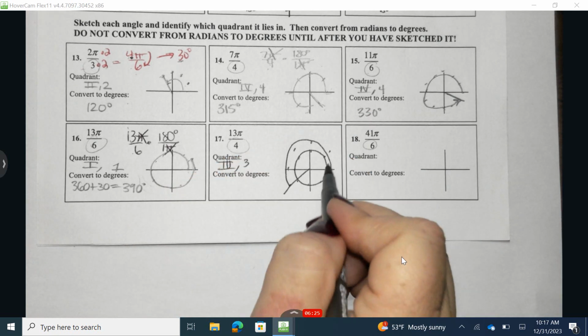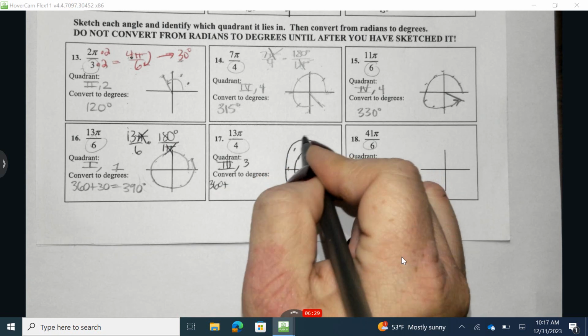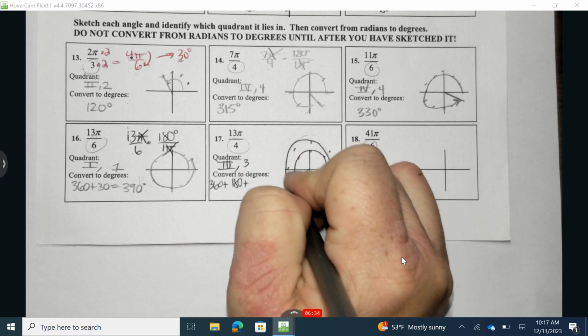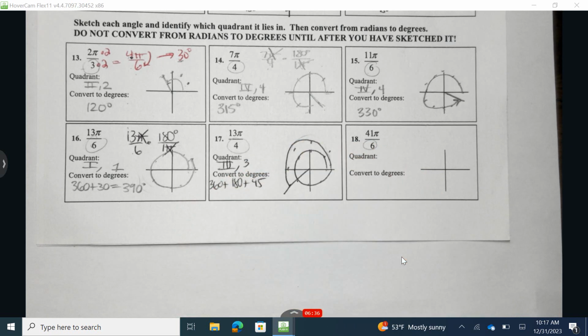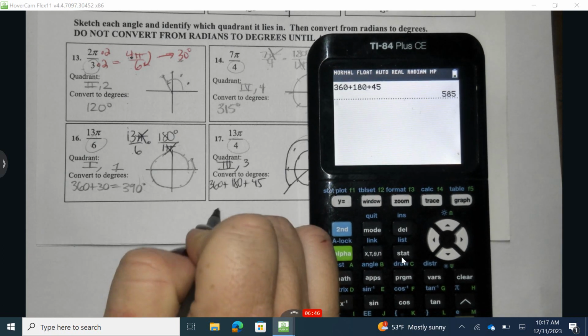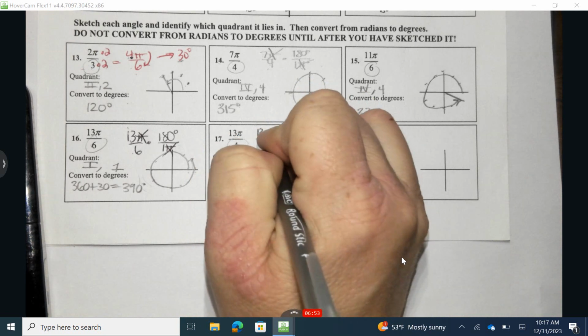And now let's convert it. So I have one revolution, that's 360, plus I do another half of a revolution, which is 180, plus an additional 45 degrees. All right, so I'm going to add those up quickly, showing you multiple ways to achieve the same answer. And we can see that the answer should be 585 degrees.